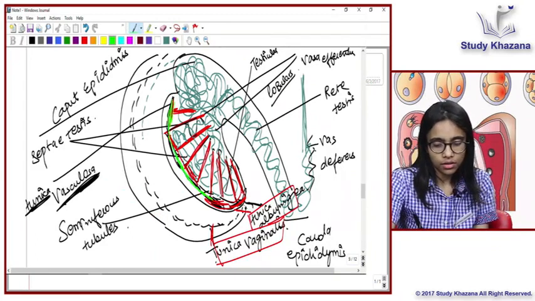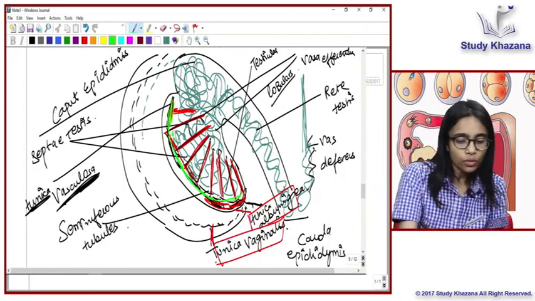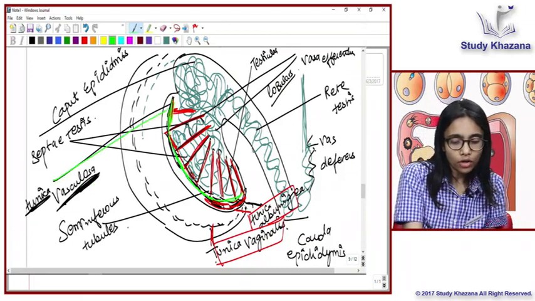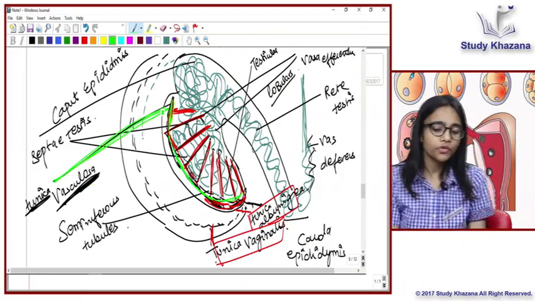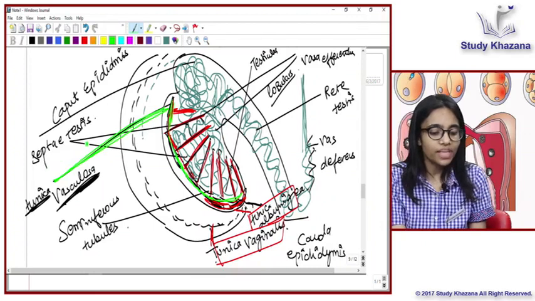This one is your tunica vasculosa. Tunica vasculosa. Then you have septa testis.